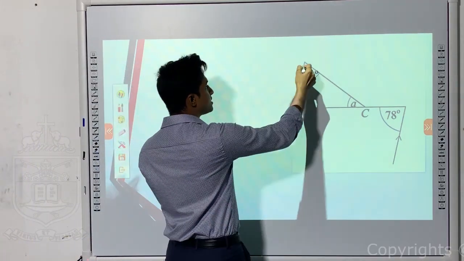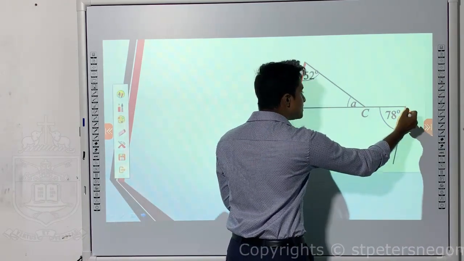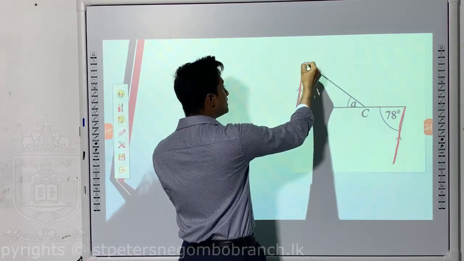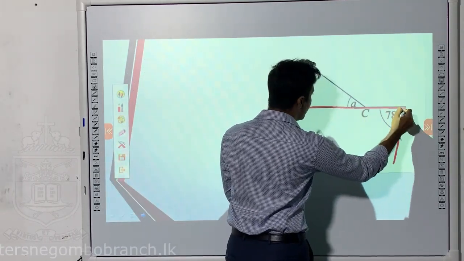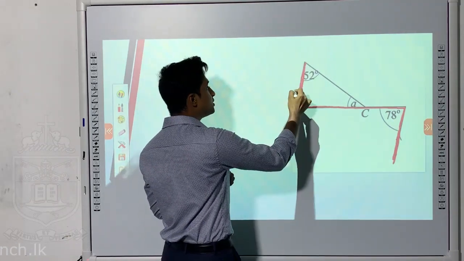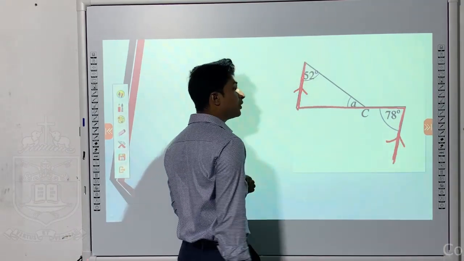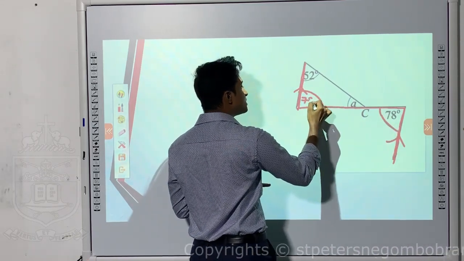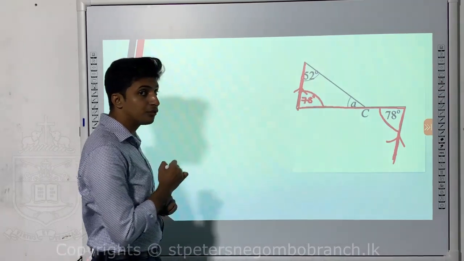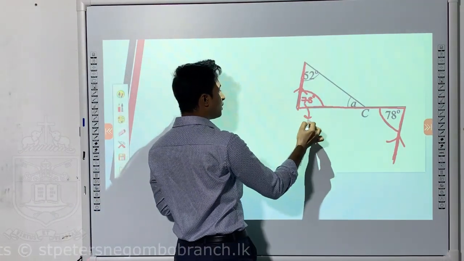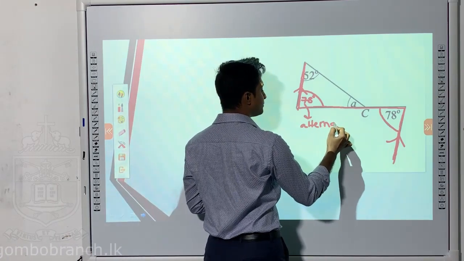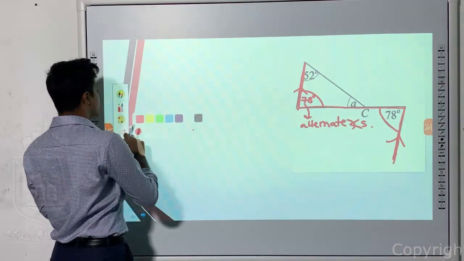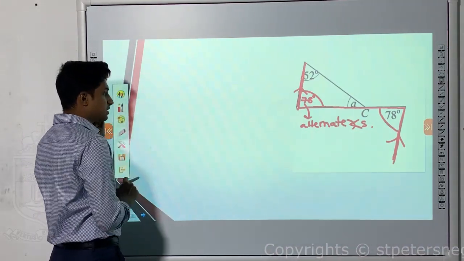Again, I can see parallel lines. Wherever I can see parallel lines, I have to remember the three angles: corresponding, alternate and allied. Now I can see there is an alternate angle. These two lines are parallel, so there is an alternate angle going on. Then you have to check: if this is 78, this angle is also 78 because of alternate angles.